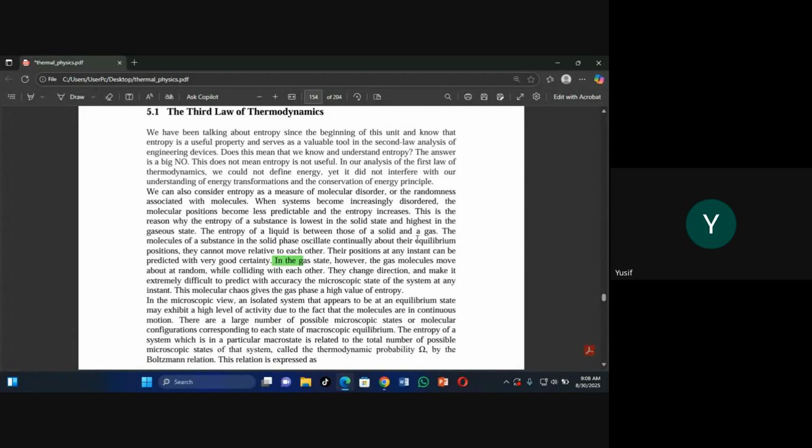In the microscopic view, an isolated system that appears to be at equilibrium may exhibit a high level of activity due to the fact that the molecules are in continuous motion. There are a large number of possible microscopic states of molecular configurations corresponding to each state of macroscopic equilibrium. So we are talking about two things here: the microscopic states, and relating their configurations to the macroscopic equilibrium.